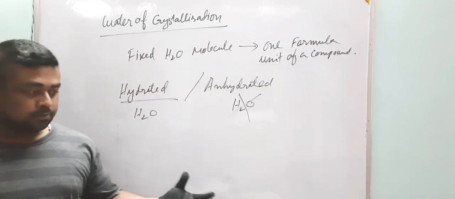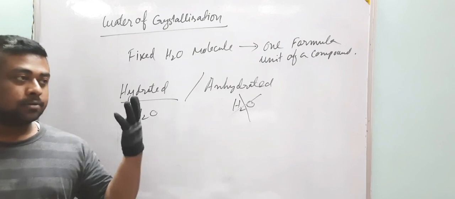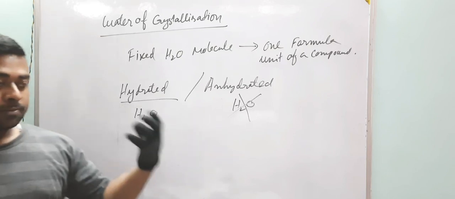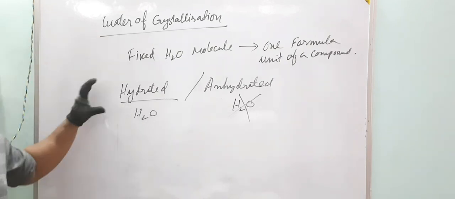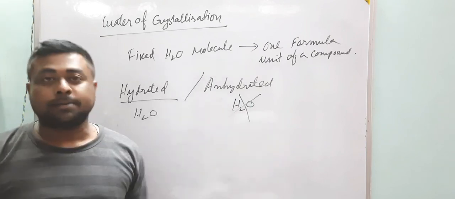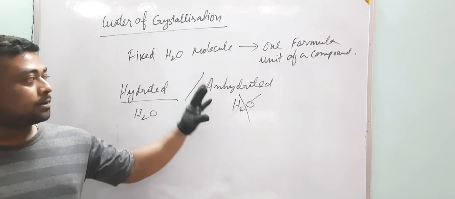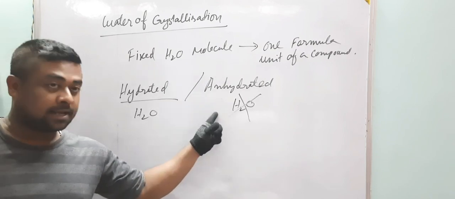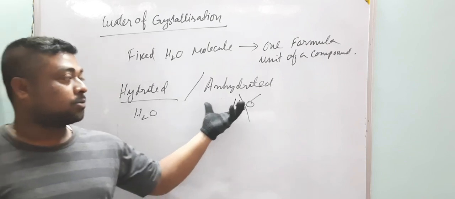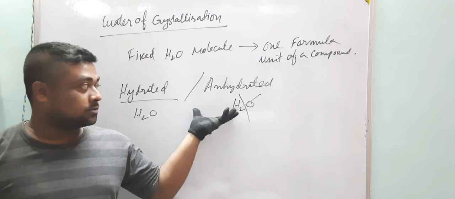Some substances, when kept in the environment, that is, kept in the open, hold some water, some moisture, and those particular substances are said to be hydrated. Whereas some substances can be prepared chemically or through industrial processes where the water can be removed, but they have a tendency to hold that moisture again, and those particular substances are called anhydrated.